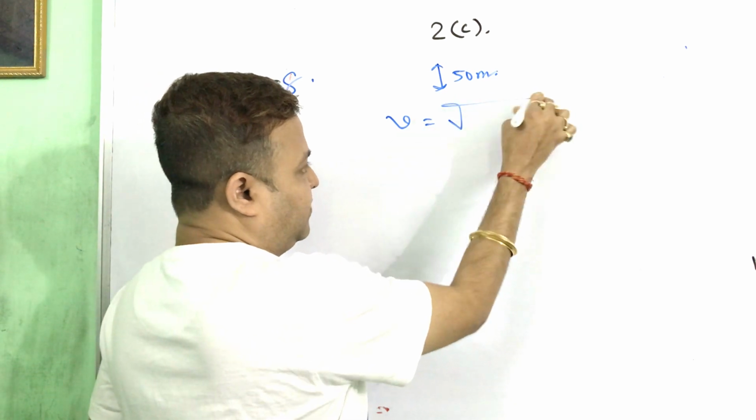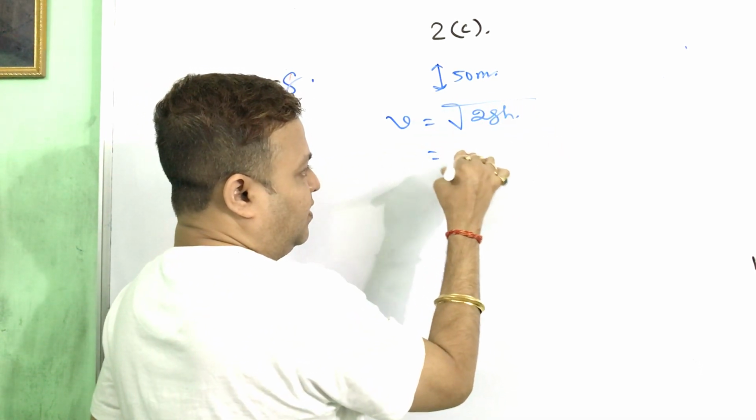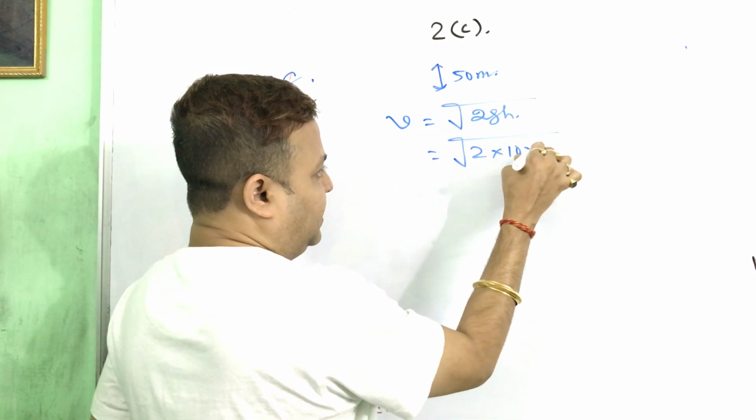v equals root over 2gh, or 2 into g into 50.